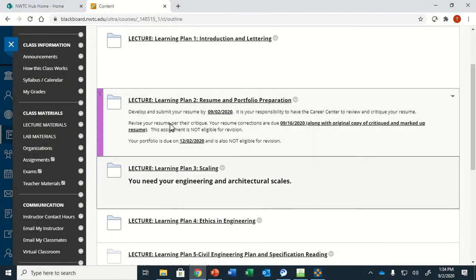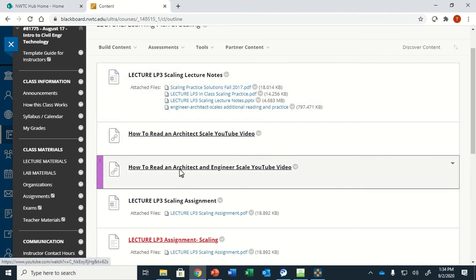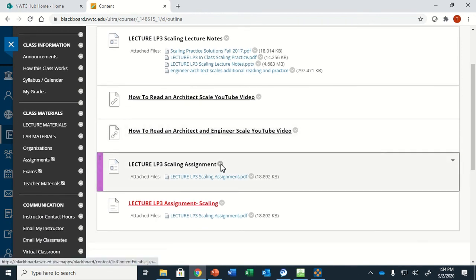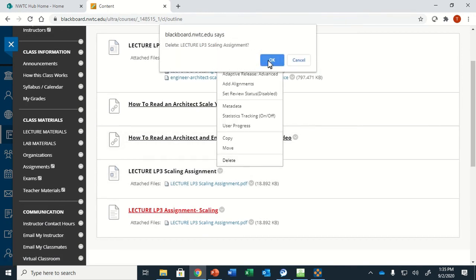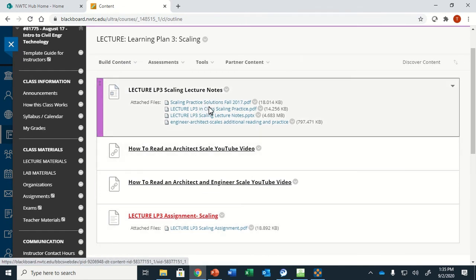So in Blackboard, you go to Learning Plan 3, I'll get the video in here. I have a couple YouTube videos in here which will really help explain how to use these, plus what I'm going to put in there. Okay, here's your scaling assignment where you're going to submit it. So when you're done writing it all down, you're going to scan it into a PDF and put it in here. Here's the lecture notes. Here's the scaling practice. Here's those solutions I was talking about.